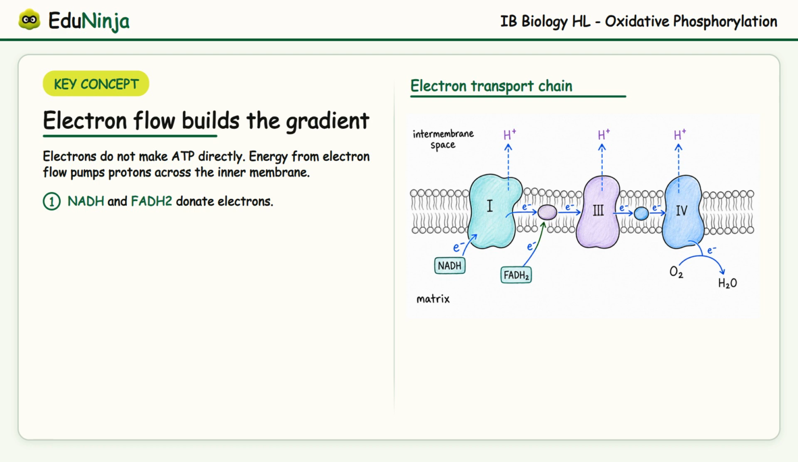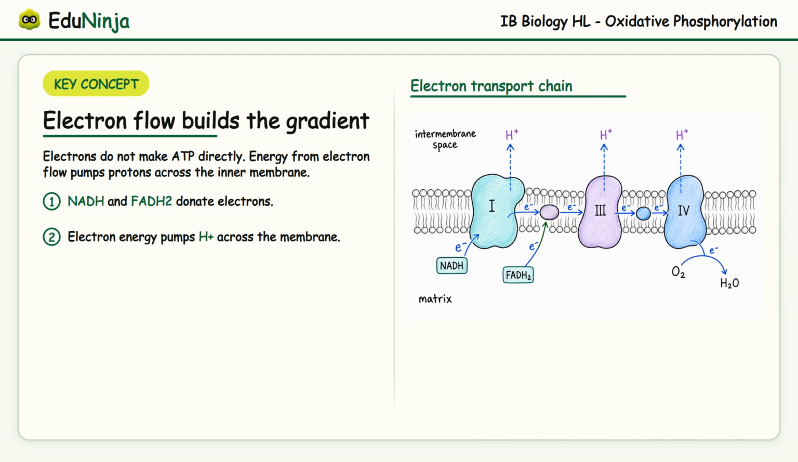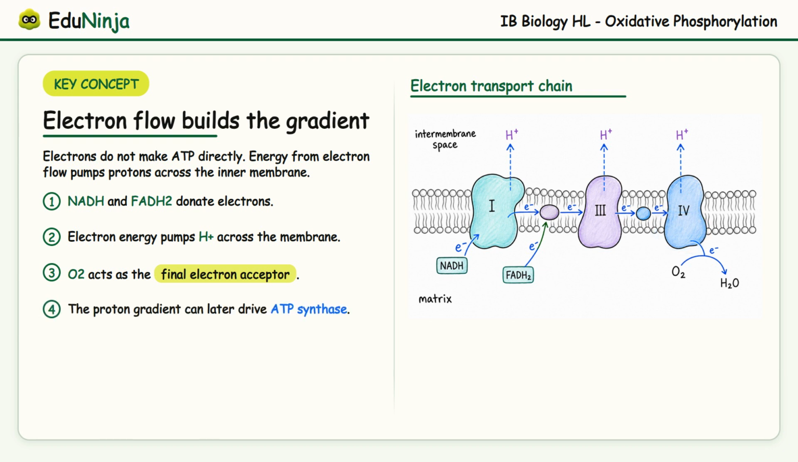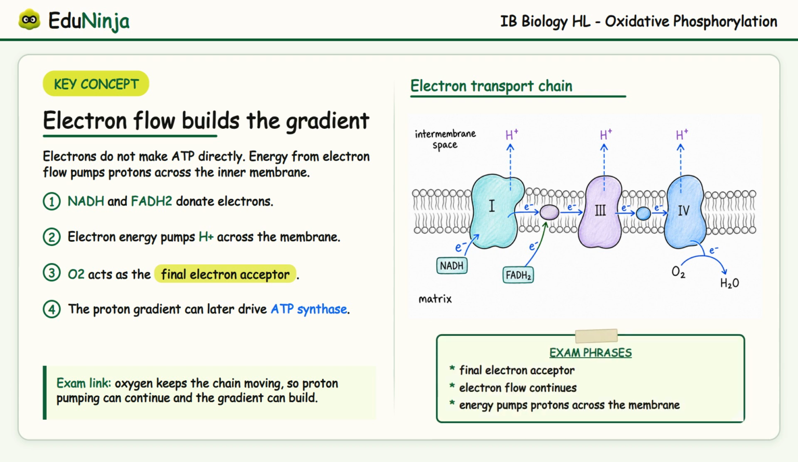NADH and FADH2 donate high-energy electrons. As those electrons pass along the chain, energy is released and used to pump H+ across the membrane. Oxygen acts as the final electron acceptor. That keeps electron flow going, so the proton gradient can be built. So in an exam answer, link oxygen to continued electron flow and proton pumping, not to ATP production directly.